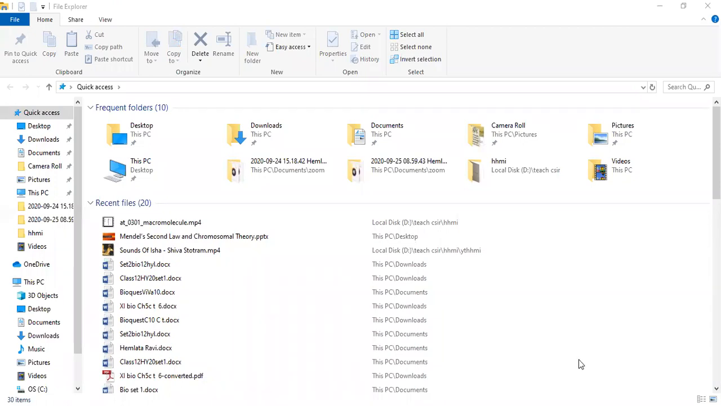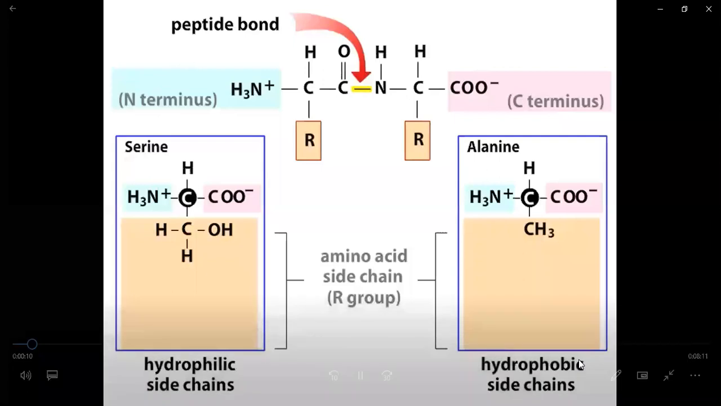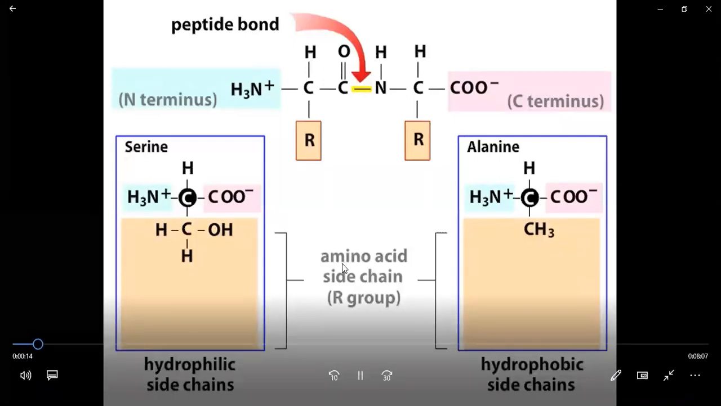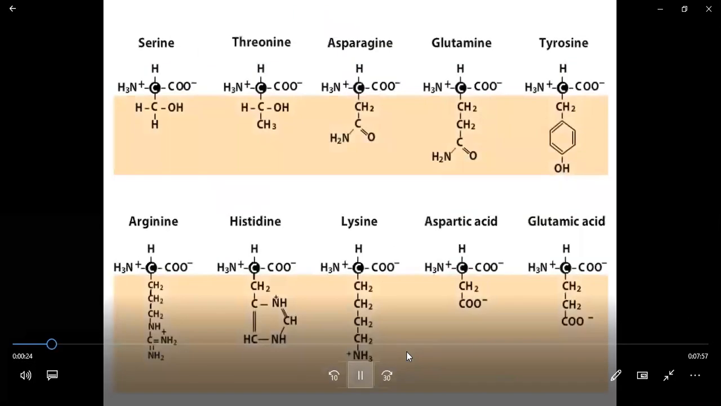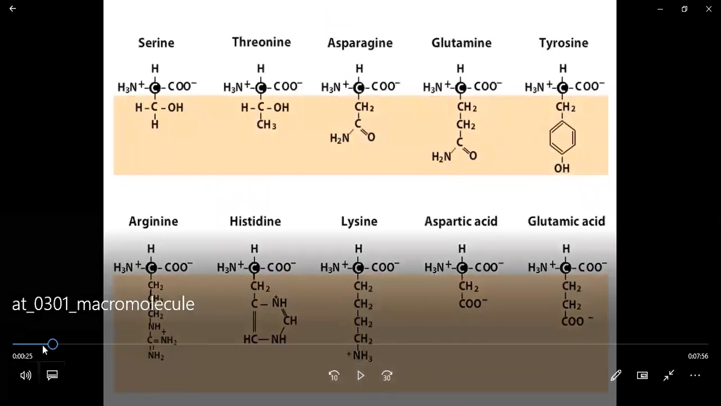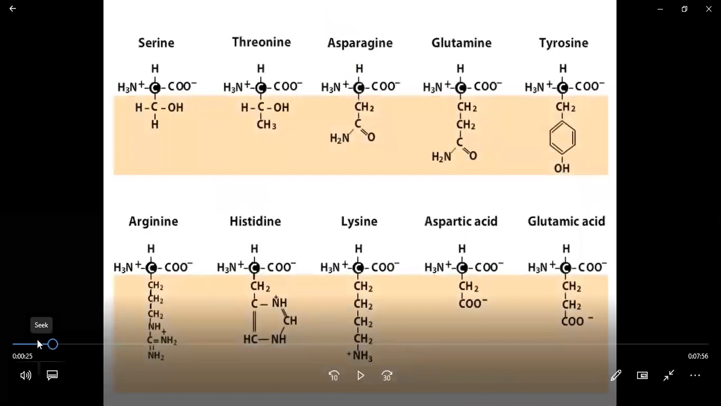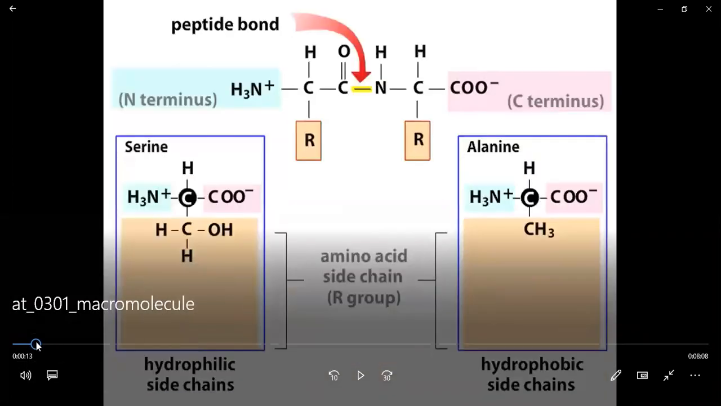Proteins are chains of amino acids linked by peptide bonds. The 20 different amino acids used to make all proteins differ only in their side chains, and the properties of these side chains account for the great diversity of protein structure and function. So proteins are joined by the peptide bonds. It was shown in the previous, it was shown like this.